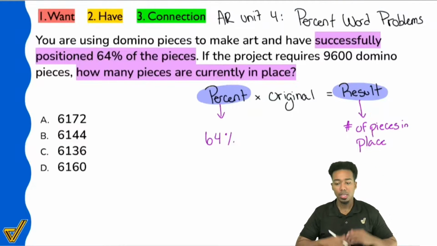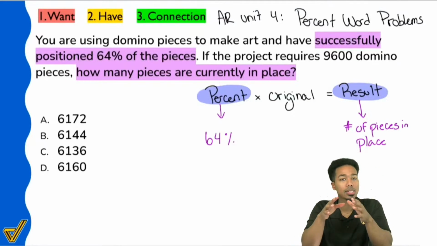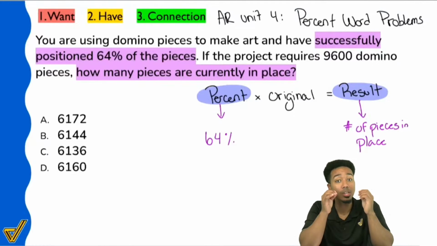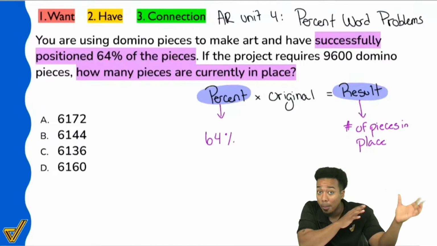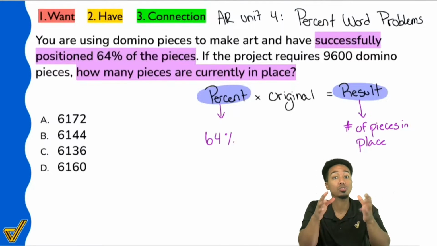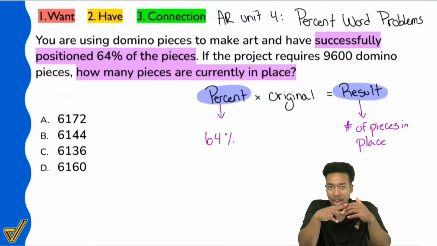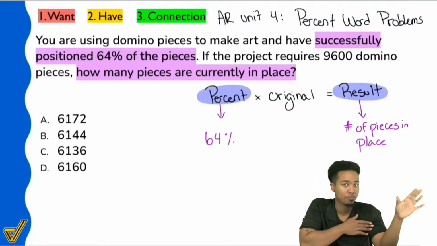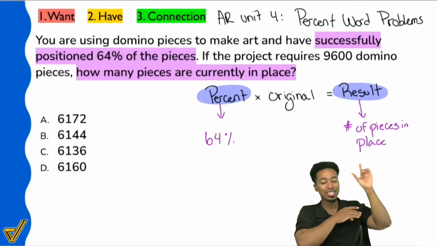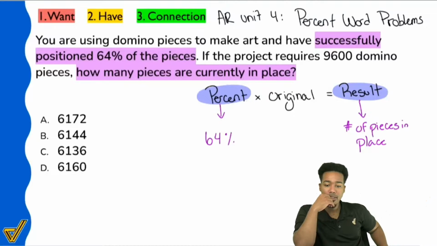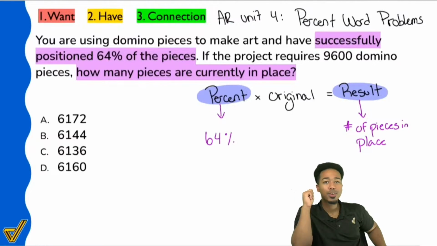Cool. So this is the thing about percents. The percent that you put into the formula is going to represent the same idea as the number you get at the end. So since we plugged in 64%, and that represents the percent of the pieces in place, when you do all the math, you're going to get the number of pieces in place. Yes or no? Does that make sense? So that's the big key there. So once you have that big key, booyah, you're good.